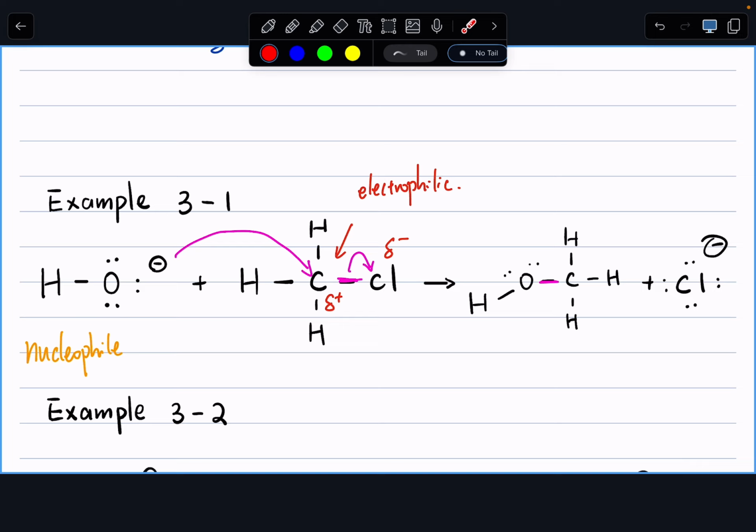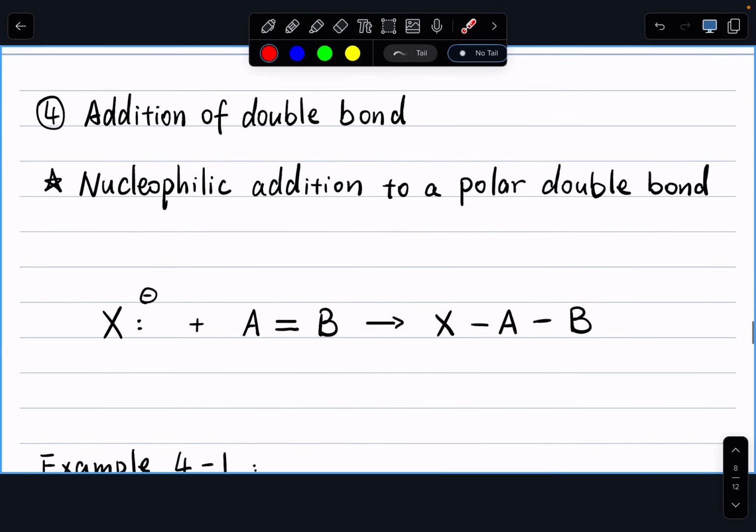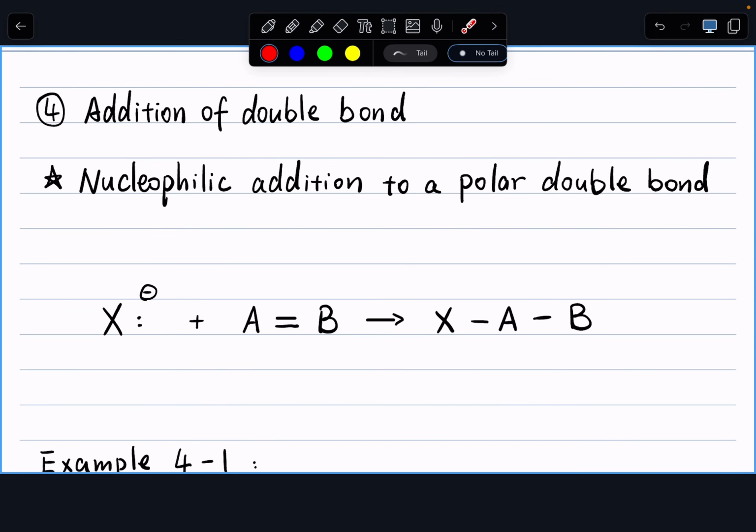All right, so that's a substitution reaction. And so far, we only talked about single bonds. The same rule will also apply to double bonds. So we have 2 different kinds of reactions that can take place with a double bond.